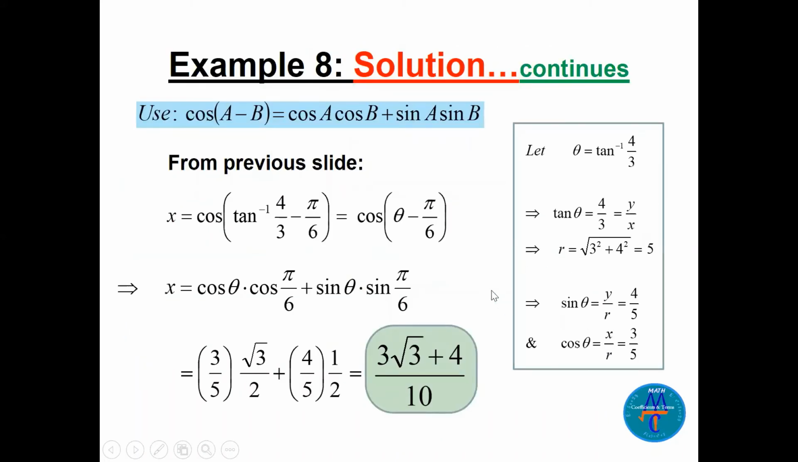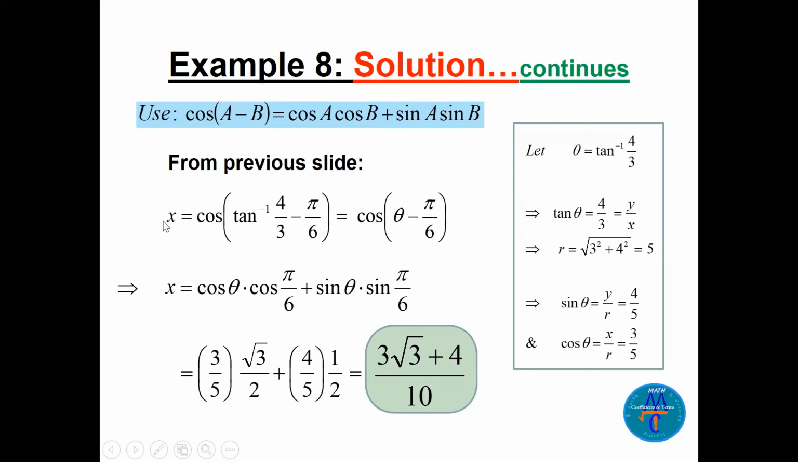So let theta be tan inverse 4 over 3. See on the right side here? Let theta is equal to tan inverse 4 over 3. Take tan on both sides. Tan theta will be 4 over 3, which is y over x. So let's find r. Square root of x squared plus y squared will be 5. So sine theta will be y over r. Cosine theta will be x over r. So sine theta will be 4 over 5. Cosine theta 3 over 5.